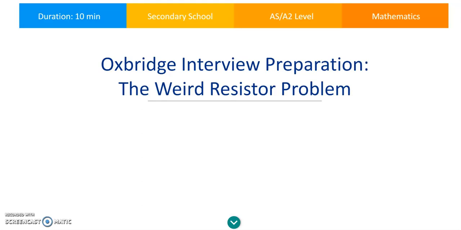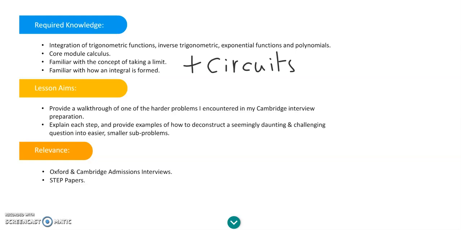Okay, so in this video I'm going to go through a problem I came across when I was preparing for my own Cambridge admissions interview called the weird resistor problem. It was one of the more difficult problems I encountered, and I think it's a good example of how to tackle a seemingly impossible or daunting problem by breaking it up into smaller components that you can then deal with and then reconstruct into a final solution, and to just make sure you're aware that you're not going to be tested on anything that you haven't already covered at uni.